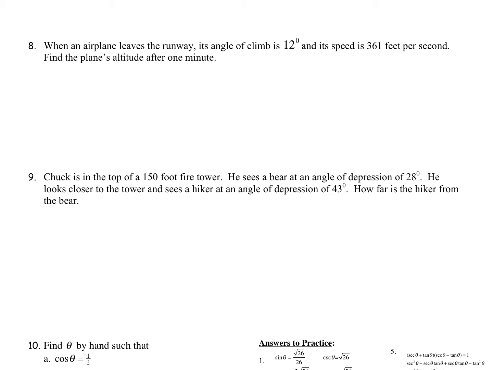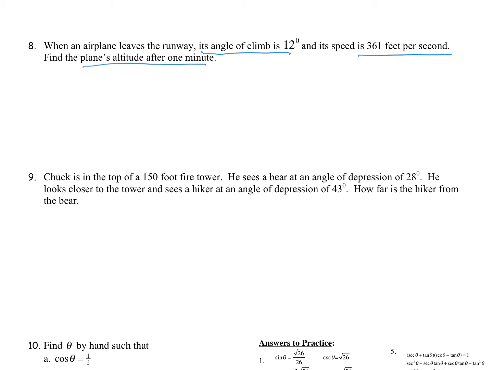Right, we're going to solve practice problem number 8 from note 6.2. So we're told when an airplane leaves the runway, its angle of climb, that's like an angle of elevation, is 12 degrees, and its speed is 361 feet per second. We're asked to find the plane's altitude after 1 minute.